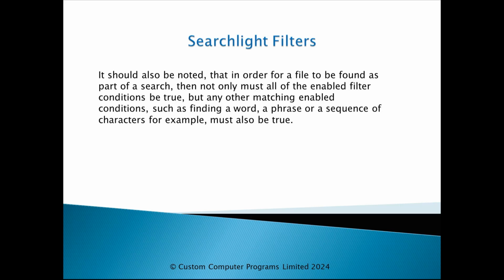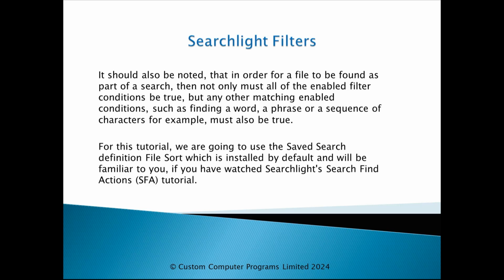It should also be noted that in order for a file to be found as part of a search, then not only must all of the enabled filter conditions be true, but any other matching enabled conditions, such as finding a word, a phrase, or a sequence of characters, for example, must also be true. For this tutorial, we are going to use the saved search definition file sort, which is installed by default, and will be familiar to you if you have watched Searchlight's Search Find Actions tutorial.